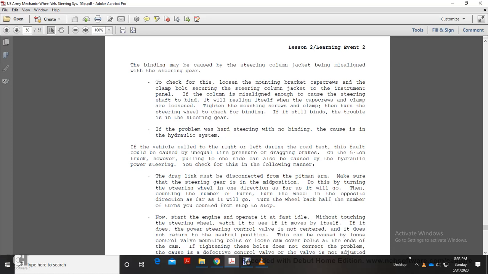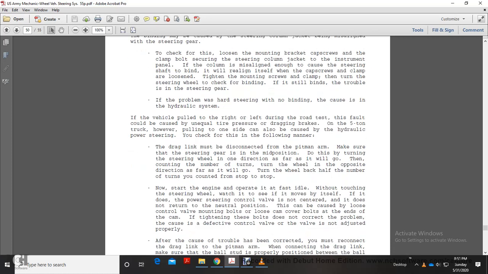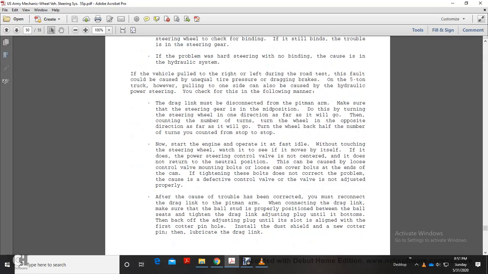If the vehicle pulled to the right or left during the road test, this fault may be caused by unequal tire pressure or dragging brakes on the five-ton truck. However, pulling to one side can also be caused by the hydraulic power steering. You check for this in the following manner. The drag linkage must be disconnected from the pitman arm. Make sure the steering gear is in mid position.